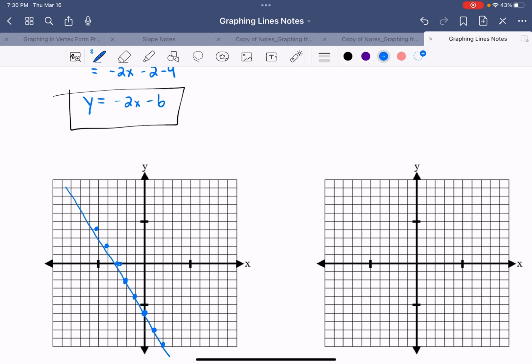Oops, my line's not quite perfect. If you have a straight edge, please use it. If I can at least see your points, then you're good to go.